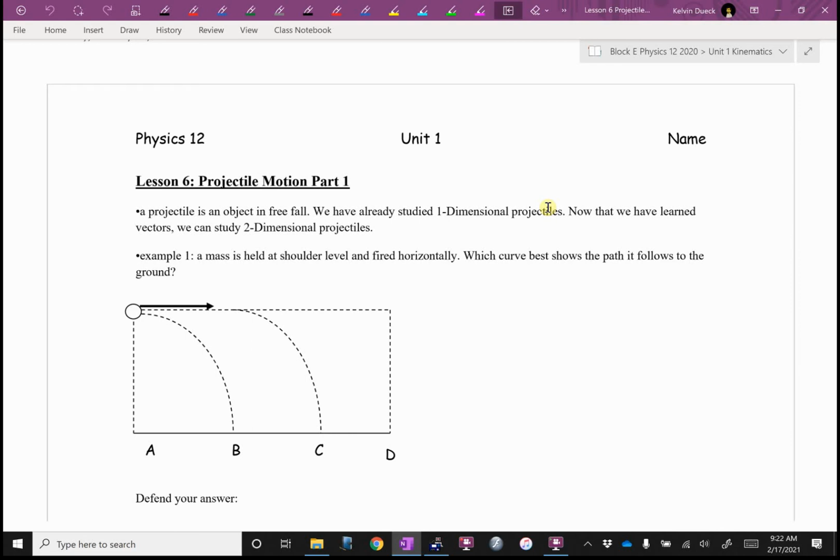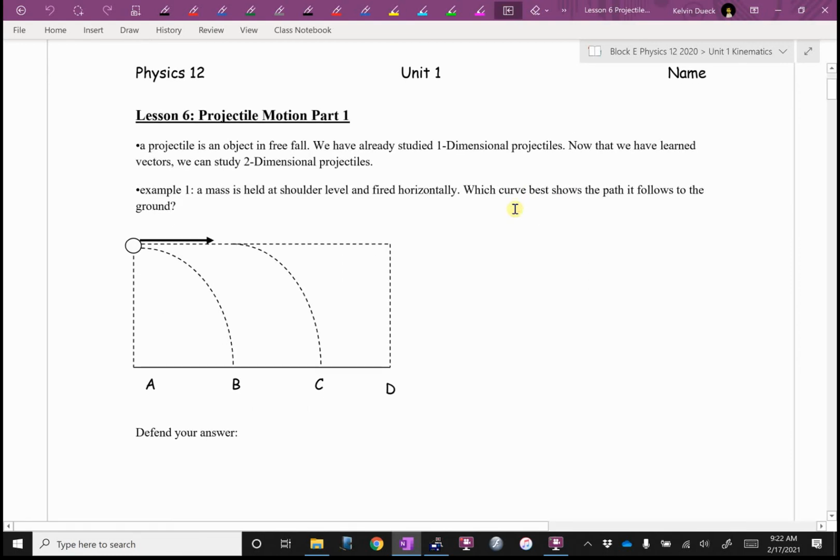A projectile is an object in free fall. We studied one-dimensional projectiles last year. We dropped things, we launched things up and had them go down and land beneath us on a cliff. Now that we've learned vectors, we can study two-dimensional projectiles. Here's our first thought puzzle. I'd like you to imagine that a mass is held at shoulder level.